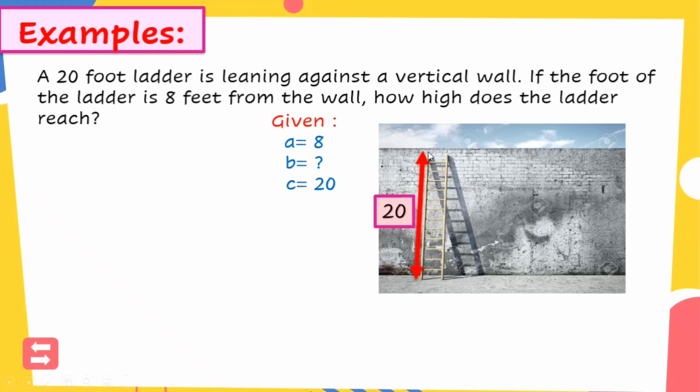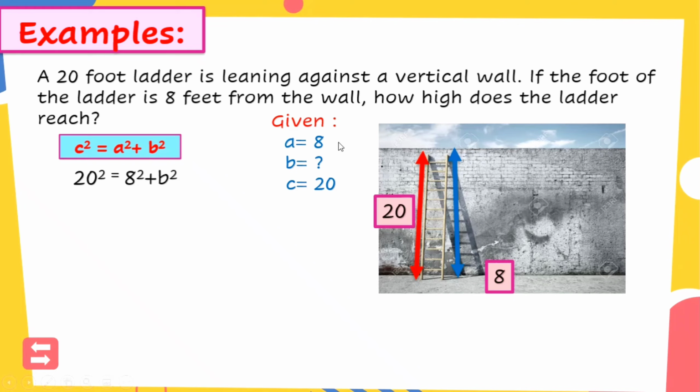So, we can say that this ladder is 20 feet. Pagkatapos yung distance ng ladder papunta sa wall is 8 feet. At ang hahanapin natin is yung height, height nitong wall kung saan nakalagay yung ating ladder. So, let's use the Pythagorean Theorem. Substitute lang natin. Yung A natin is 8, then squared natin. And then yung C natin is 20, squared lang natin. Yung B natin o yung height ng ating wall ay unknown. Kaya, lagay lang natin B squared.